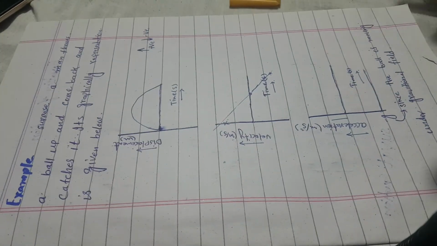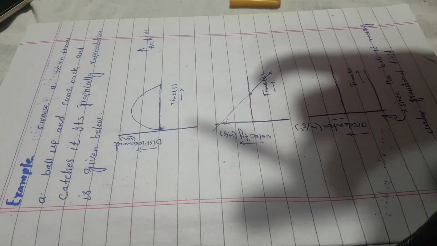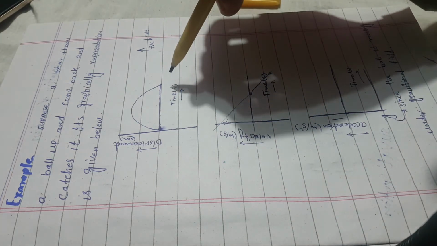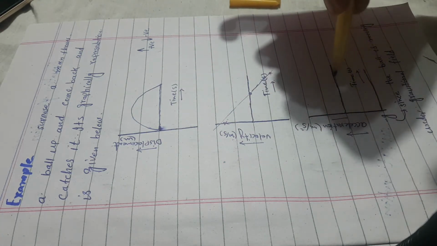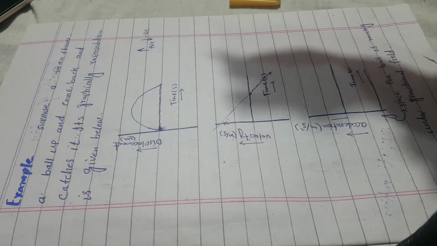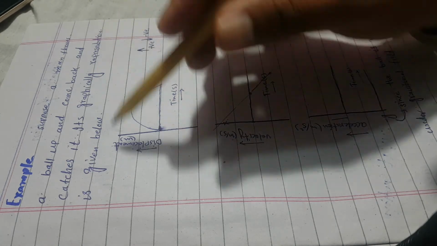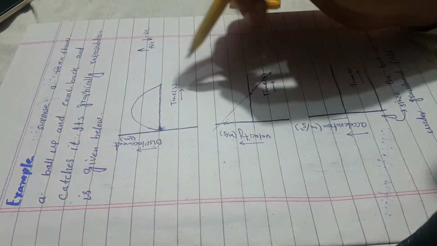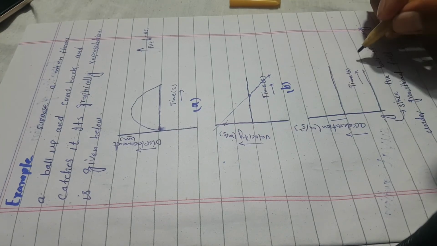This example shows the relation between the distance time graph, velocity time graph, and acceleration time graph. Suppose a man throws a ball up, it comes back, and he catches it. Its graphical representation is illustrated in graph A, graph B, and graph C.